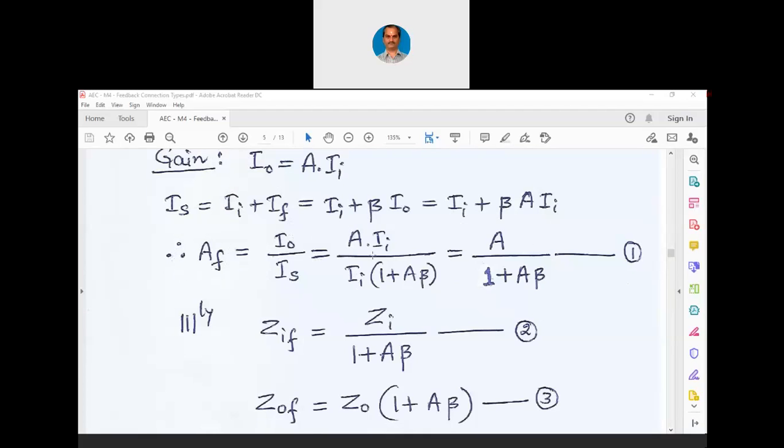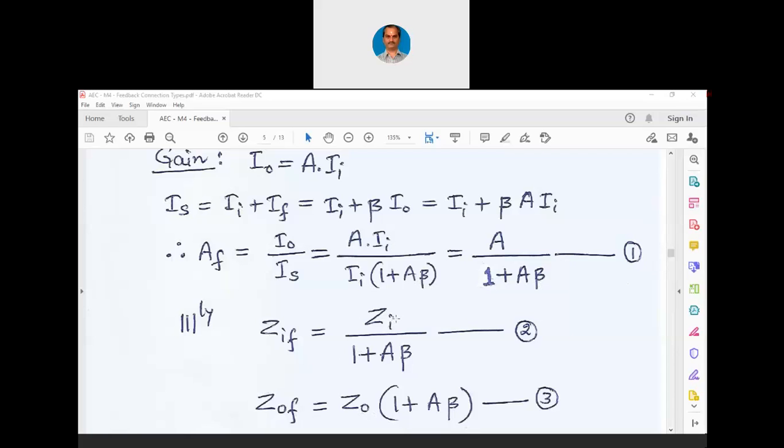IO is equal to A into II. Is is equal to II into 1 plus A beta. So II gets cancelled. It is nothing but A by 1 plus A beta. This is a standard equation. Similarly, we can derive for input impedance with feedback, that is Zi by 1 plus A beta, and output impedance with feedback ZOF is equal to ZO into 1 plus A beta.